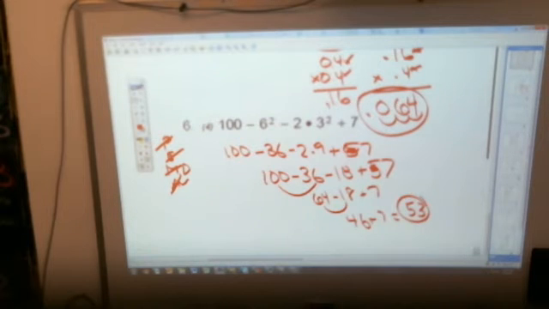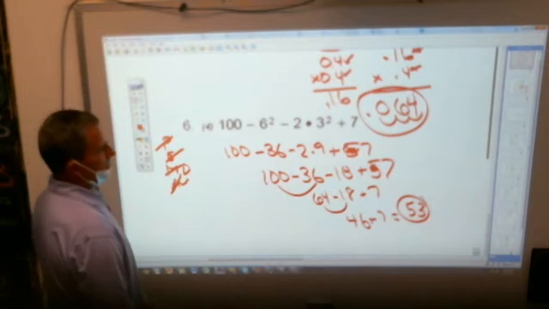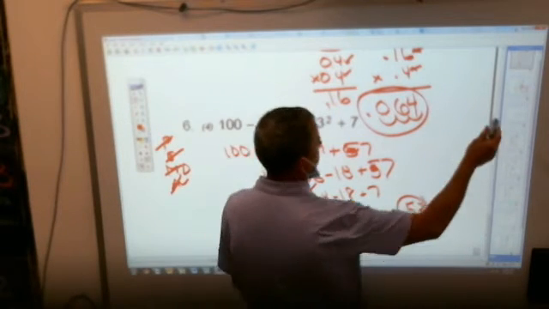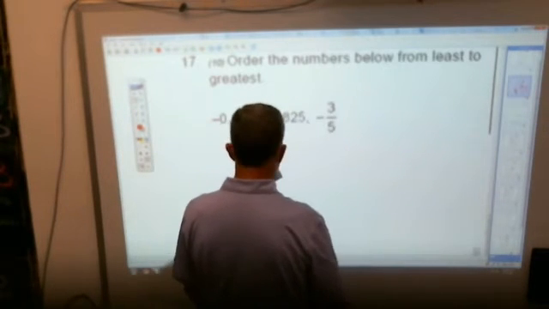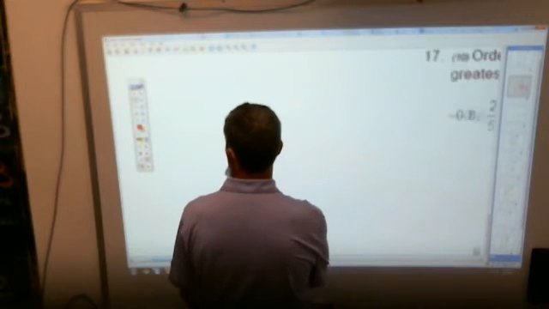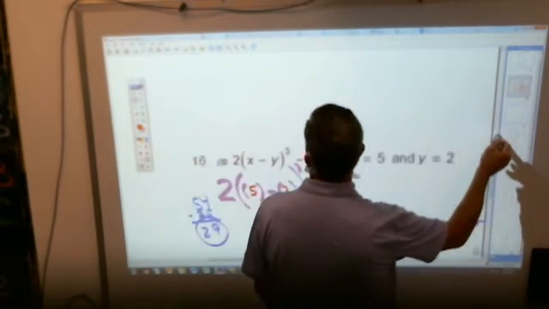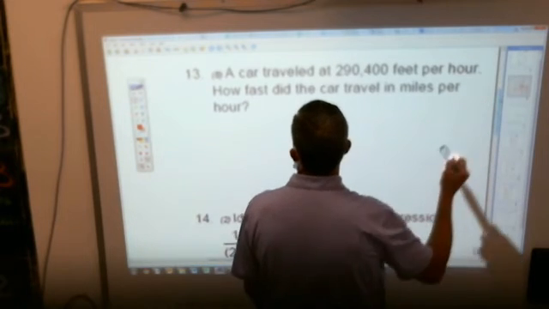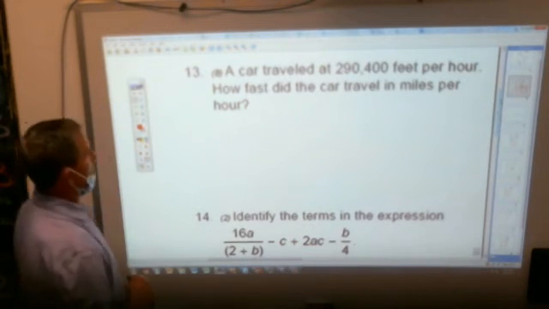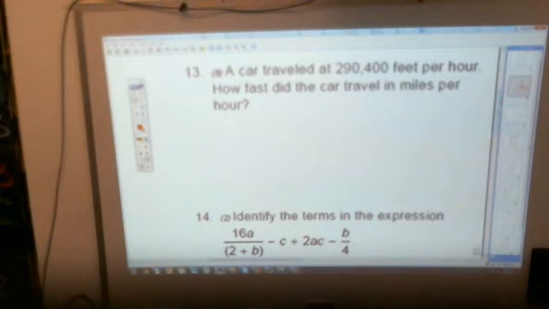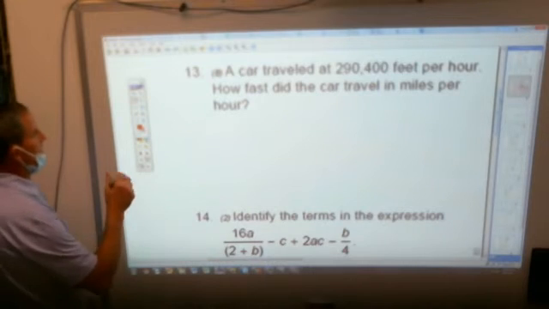What was that? How about that? Zach? I do 13. How do I do 13? I don't even know what 13 is. Let's go up here. Ladies and gentlemen, Zach has a great question. A car traveled at 290,400 feet per hour. How fast did the car travel in miles per hour? Guess what I need to use here?